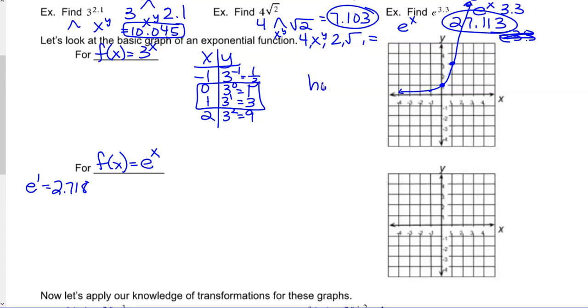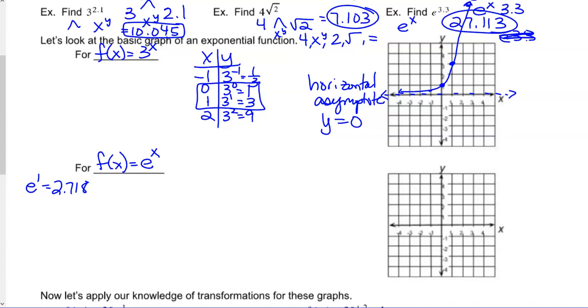Now, this does have a horizontal asymptote. On every exponential, we have y equals 0 as a horizontal asymptote. Now, that is one asymptote that we don't cross. Remember, with horizontals, you can sometimes cross them, but for this function, it does not cross at all.